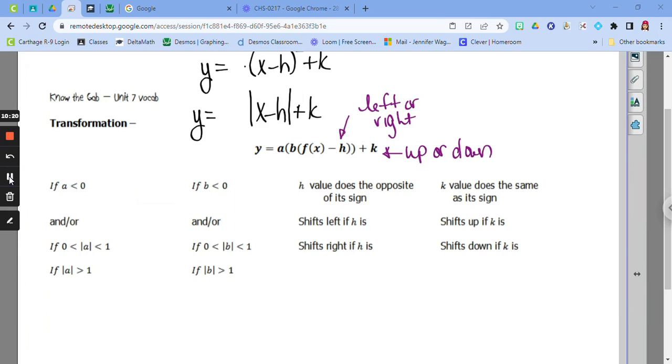So in other words, if I put a 2 in front here, that's going to be a vertical change. It's going to increase faster. So that is a vertical stretch. Versus if it was 1/2 instead of 2, that's a vertical shrink.